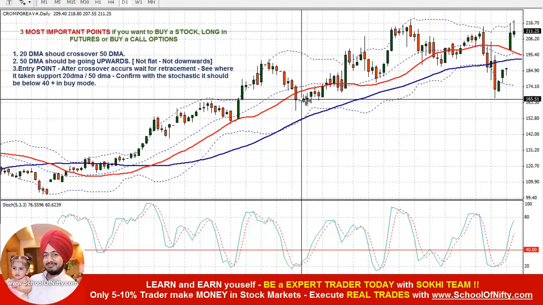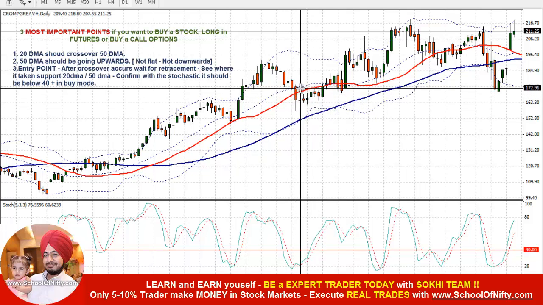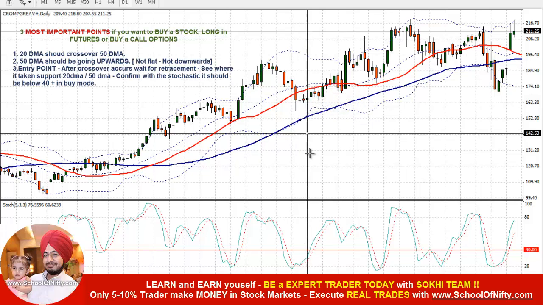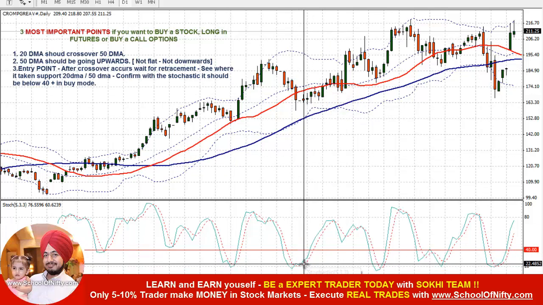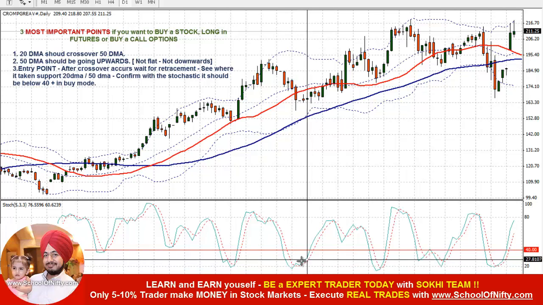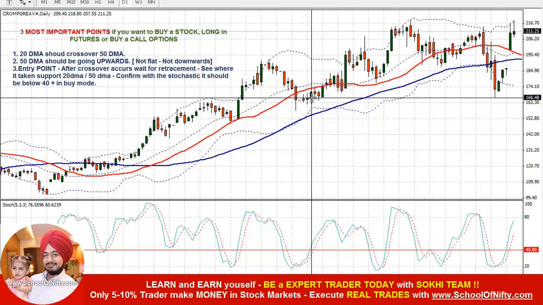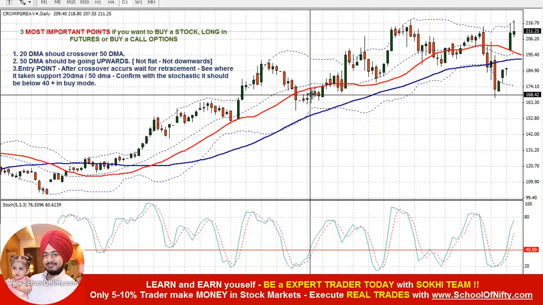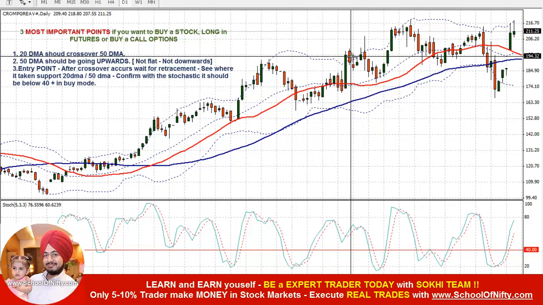So now I have to look for a buy in this stock. Now what do I wait for? I wait for a confirmation in the stochastic. So the stochastic has come into the buy mode at this region, right? This is the region which is 166. So I buy over here, and what happened? It shot up to 194 levels.